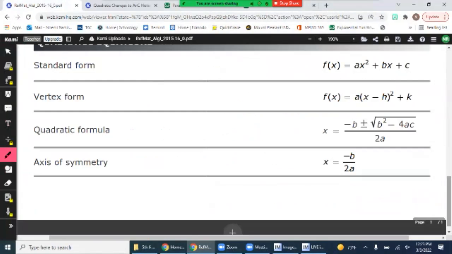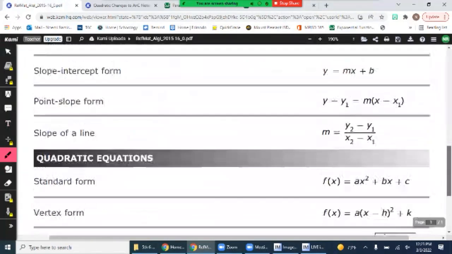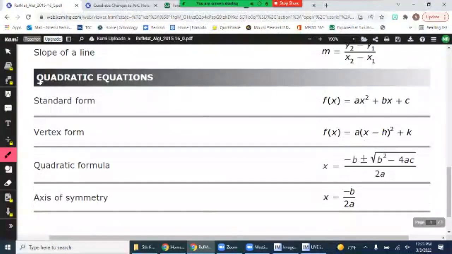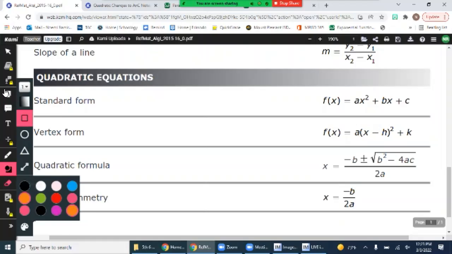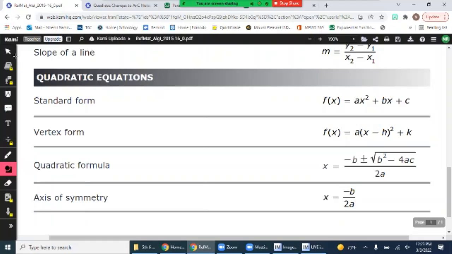Now, once again, I showed you this page. This is your formula chart from the STAR test that you're going to get on the day of the STAR test. Which one of those equations out of the first two have the variables A and C? Which one out of these two have A and C? Yep. Standard form has A and C.